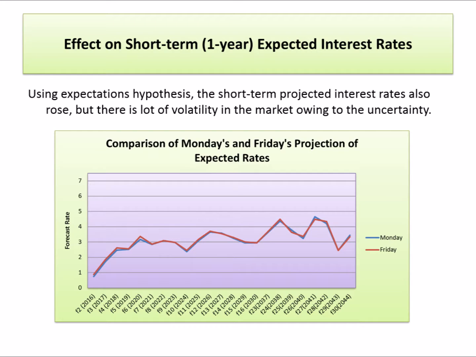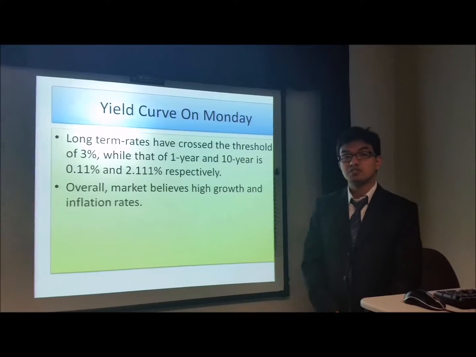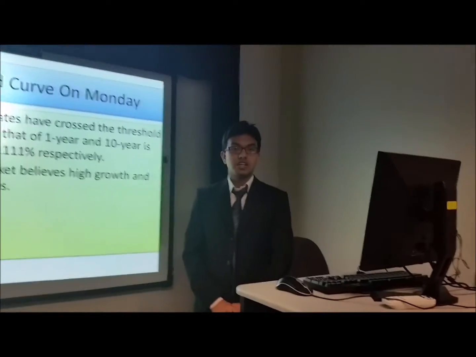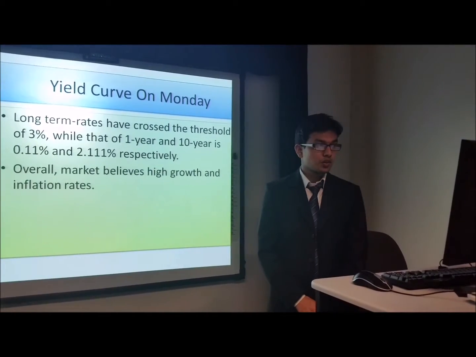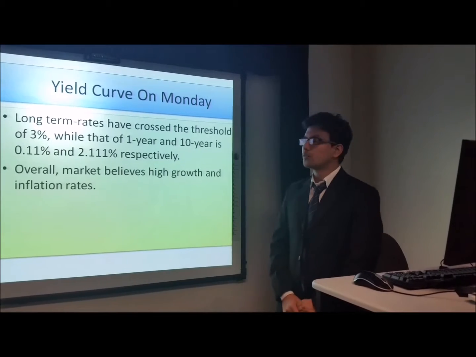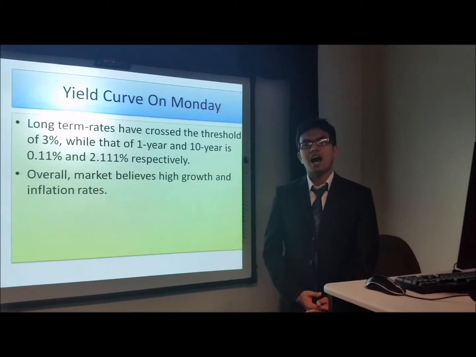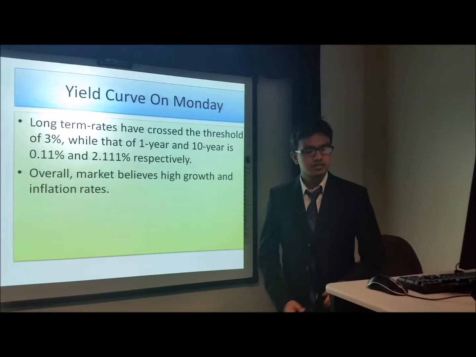Using the expectations hypothesis, the short-term projected interest rates also rose, but there is a lot of volatility in the market owing to the uncertainty. There are many dips and valleys in the expected one-year rates, but the most prominent one is for the 10-year note. The volatility is more persistent either at the front end or the tail end. Long-term rates have crossed the threshold of 3%. The rate for the 10-year note is 2.111%. The rate for the 1-year note is 0.11%. Overall, the market believes that there will be high growth and inflation rates for the coming years.